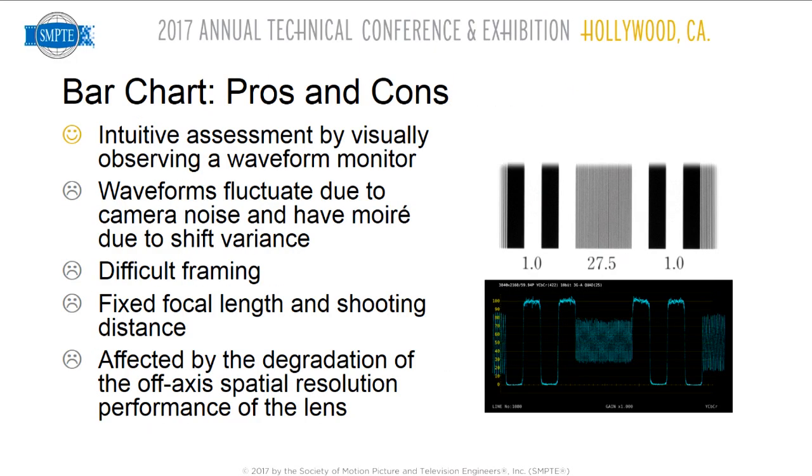And the method enables an intuitive assessment by visually observing the waveform monitor. However, the waveforms fluctuate due to the camera noise and have a moire effect due to shift variance. And it is difficult to frame the test chart accurately, and the framing fixes the focal length and shooting distance. And the problem is that there are many square patterns with different frequencies, but these patches are affected by the degradation of the off-axis spatial resolution performance of the lens.